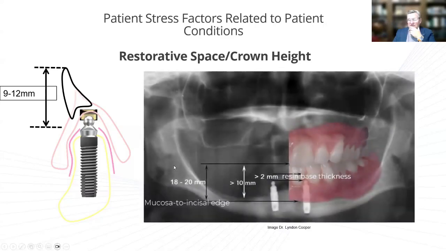And here's a little graphic. This is from Dr. Cooper, his very famous image that shows where are we measuring from? We're measuring from the crest to the incisal edge. Okay, those are the numbers we're talking now.